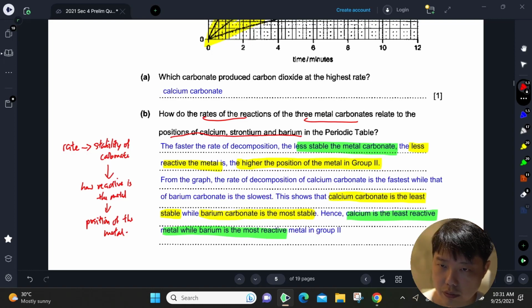Very good students, when they look at the rate of reaction, can almost instantaneously tell the position of the metal, just from the rate itself. So let's go on to the next part.